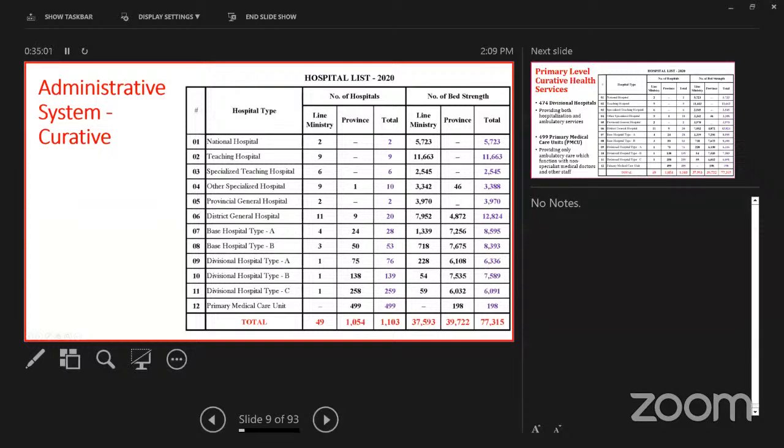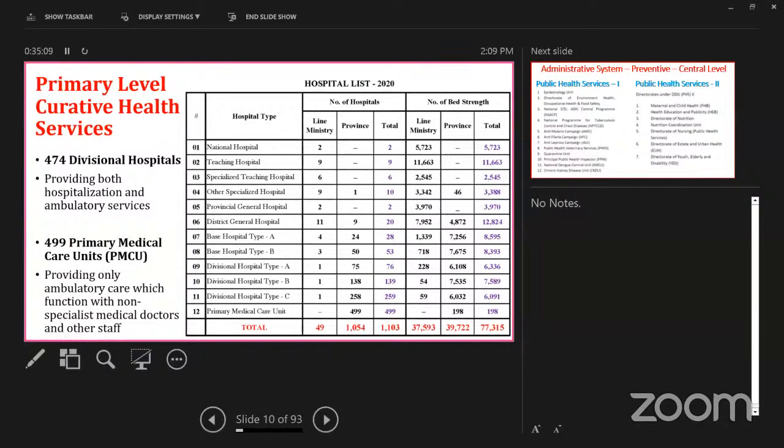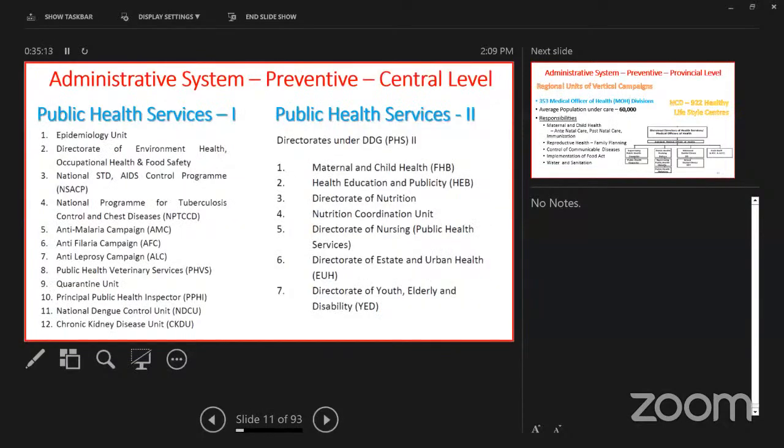There is the line ministry, and there is the provincial. So this is how the list goes on. This is just for statistical purposes. Then the preventive system at the central level; I am not going to describe the details now. At the central level, there are 2 deputy director generals, public health services 1 and public health services 2. Under public health services 1 are all the communicable disease control programs, like the epidemiology unit, occupational health and safety, STD/AIDS, TB campaign, malaria, filaria and leprosy campaigns, public health veterinary services, dengue, and CKDU. So mainly the Deputy Director General Public Health Services 1 section deals with communicable diseases, except for the chronic kidney disease unit.